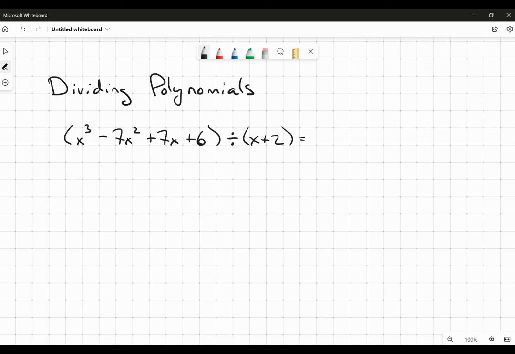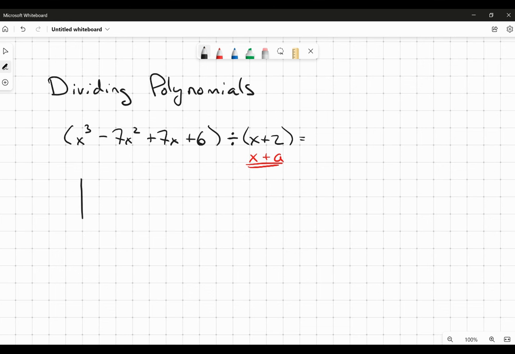All right, hi everybody. So in this video, we're going to take a look at another example of dividing polynomials. I've got x cubed minus 7x squared plus 7x plus 6, and I'm going to divide that by x plus 2, this little binomial. Because this is in the form x plus a, that is really well suited for synthetic division. So that's the method I'm going to choose here.